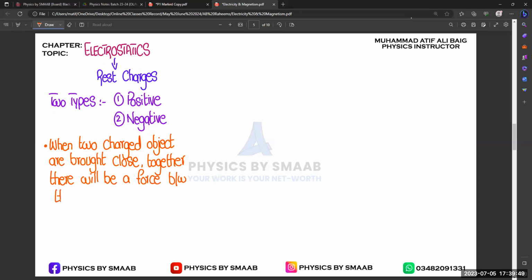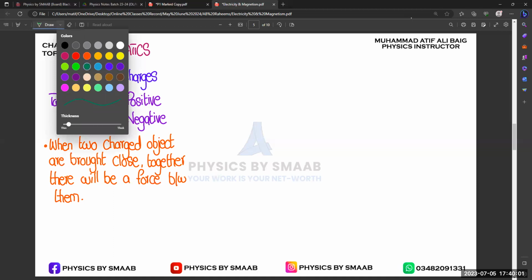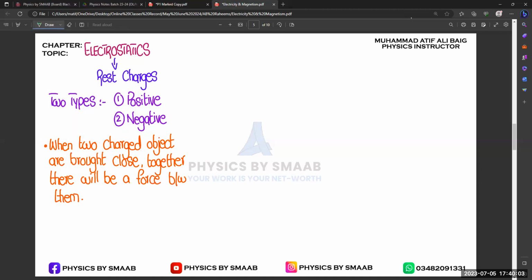That gives you the identification that there must be a minimum of two charges, and those charges are going to apply force on each other. Again, the same concept we know: the same charges will repel each other, unlike charges will attract each other. Just like the magnet, same poles repel each other, and unlike poles attract each other, right?